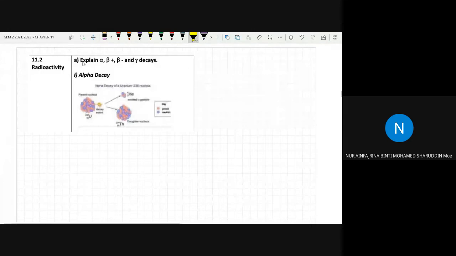Okay, so the next learning outcome is explain. Explain what? Explain alpha, beta plus, beta minus, and gamma decay. So I think all of you are used to alpha decay. Okay, so alpha decay.